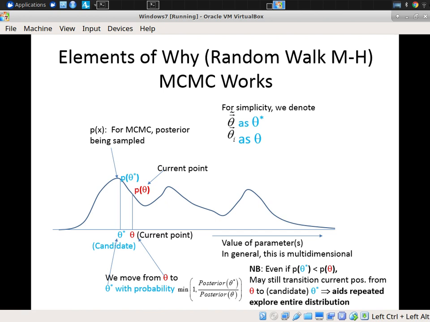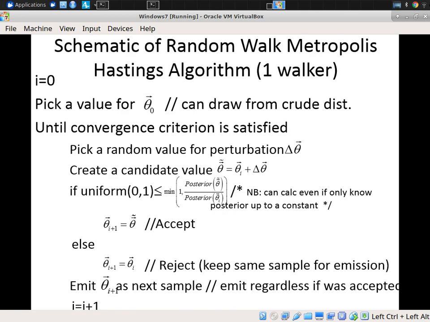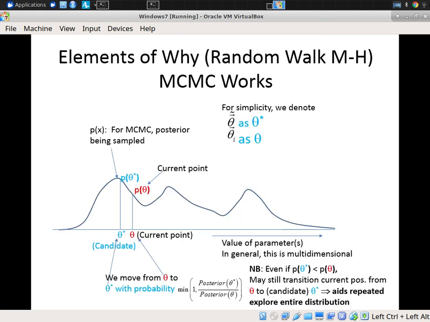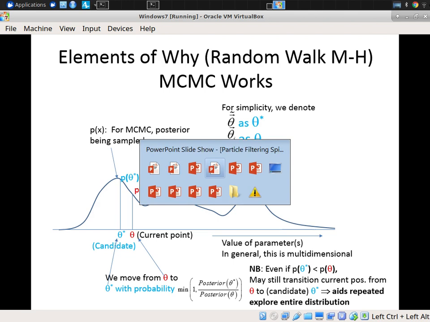So that's what we were doing with MCMC. We're doing exactly the same thing here in PMCMC. It's just that instead of computing this to just calculate the posterior, we have to do something trickier. We have a more complex expression that we have to calculate.